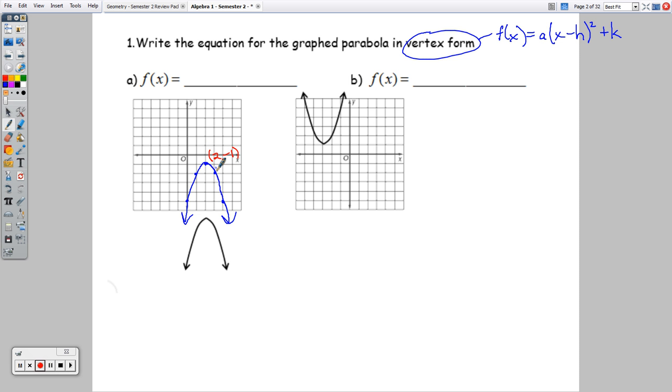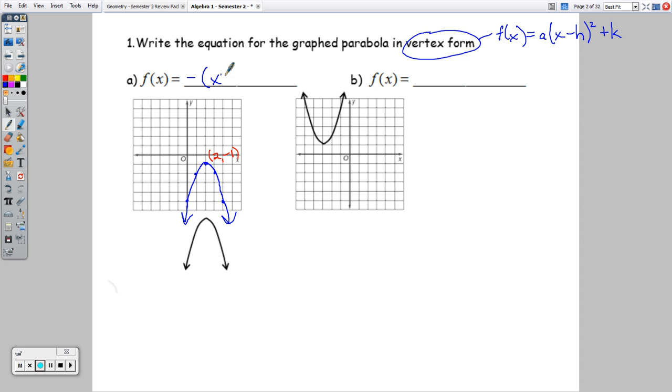So we're also looking at the way it opens. That opens down, so a is going to be negative, and it opens at a normal rate, or goes down at a normal rate. Over 1 and down 1 squared. Over 2 and down 2 squared. So we would say negative, and a is 1. So you could just say negative or negative 1.